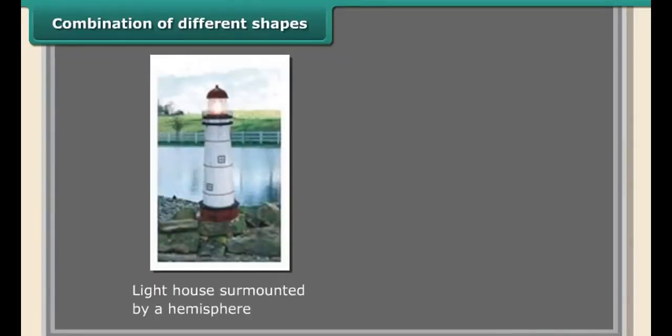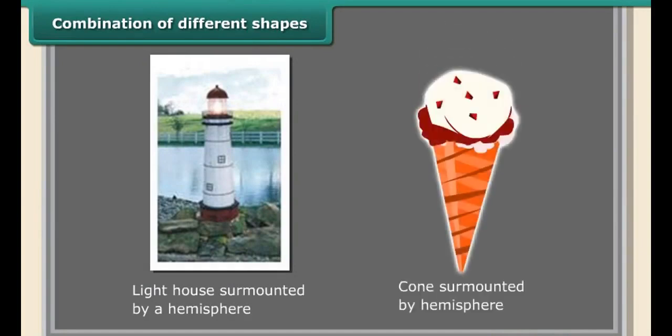Combination of different shapes. Lighthouse surmounted by a hemisphere. Cone surmounted by a hemisphere. The above shapes are combination of different shapes. We use these shapes in our day-to-day life.